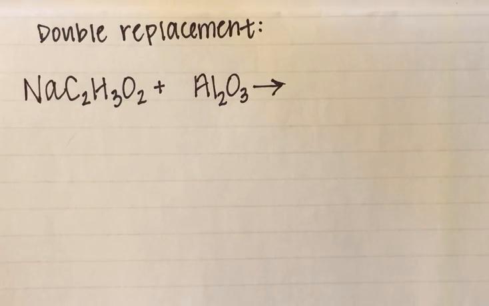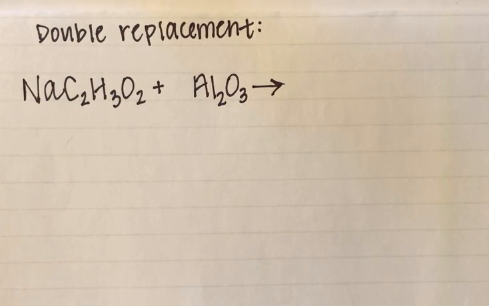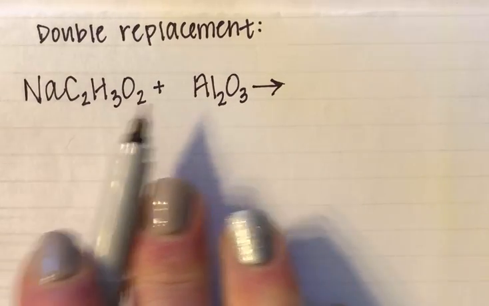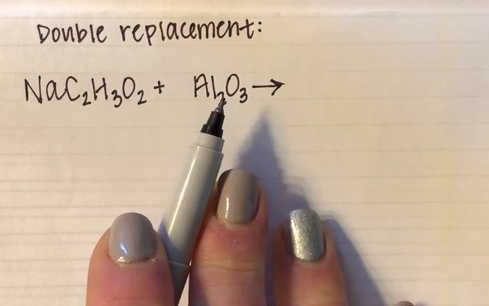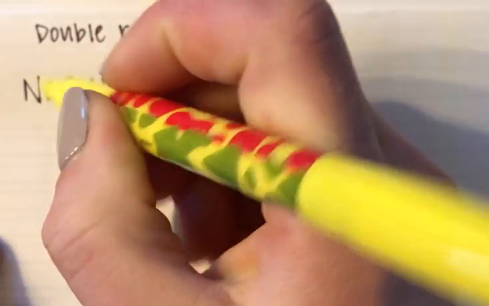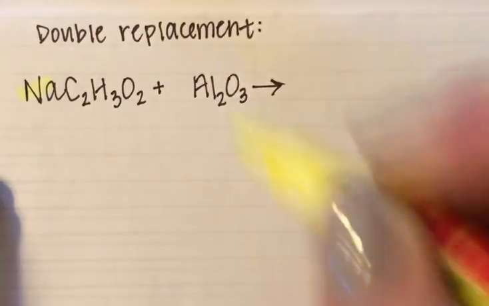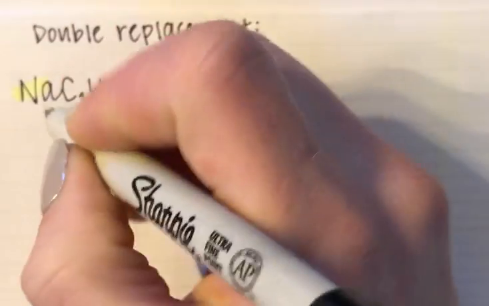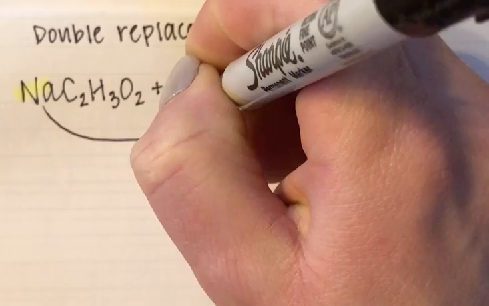Now we're looking at our double replacement or displacement, doesn't matter what you want to call it, reaction. In this one we have sodium acetate plus aluminum oxide. And so when we look at this, we want to identify our cations. So in this case, sodium is our cation as well as aluminum. We can think of them as swapping places. So we know that sodium and aluminum are going to want to swap places.